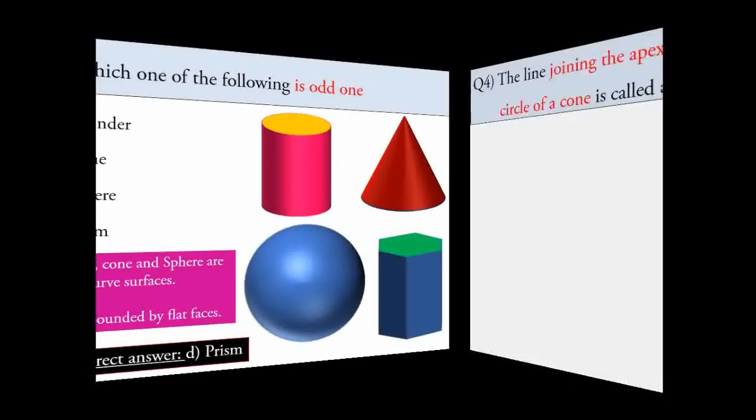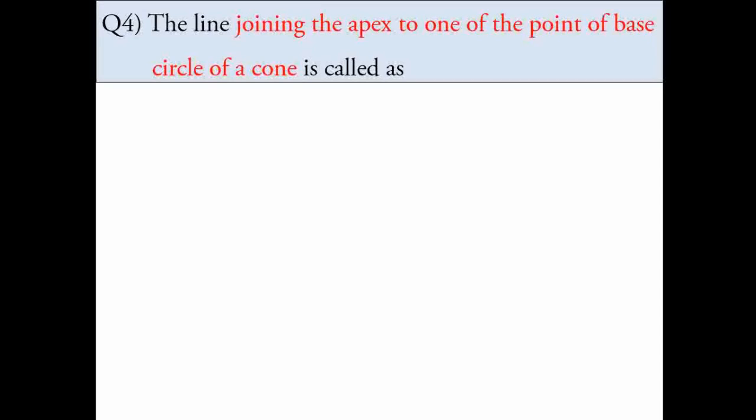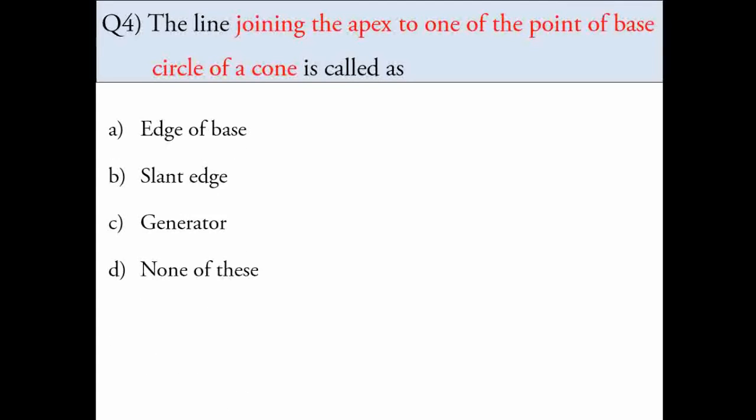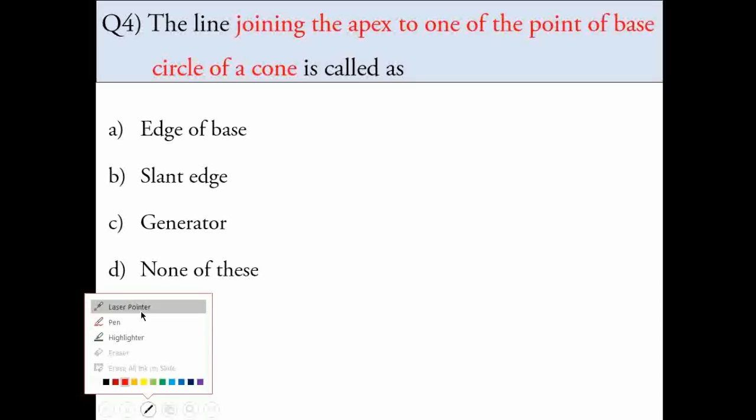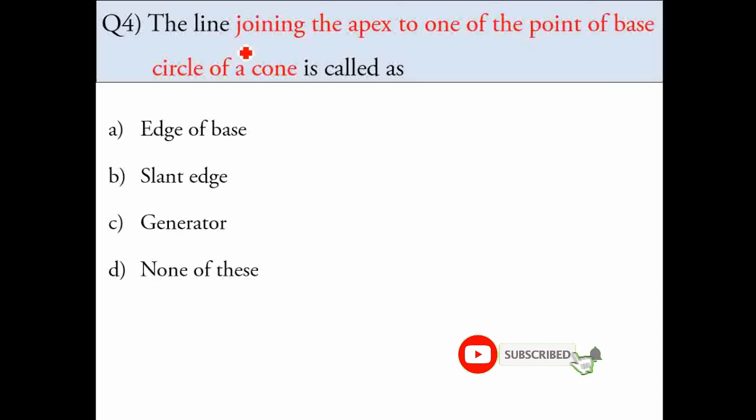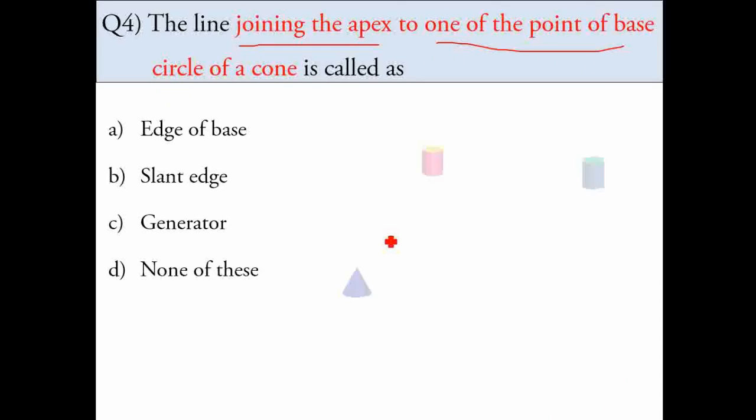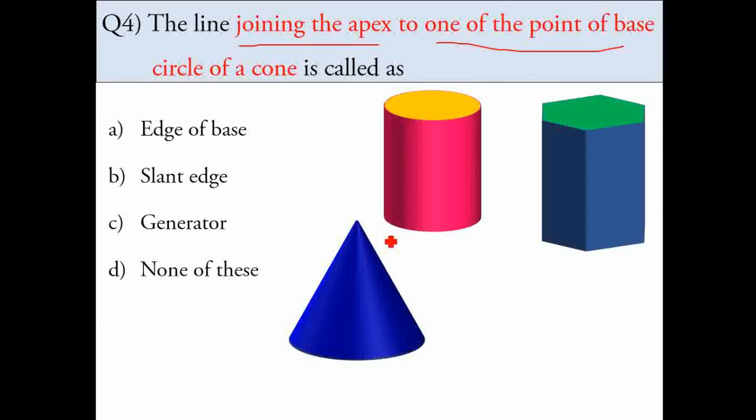Next question, the line joining the apex to one of the points of the base circle of a cone is called as, the options are edge of the base, slant edge, generator, or none of these. Okay, so just once again remember carefully what they have mentioned. The line which is joining the apex to one of the points of the base circle of a cone. We will take the reference of the 3D objects once again. That is a cylinder, cone and hexagonal prism.